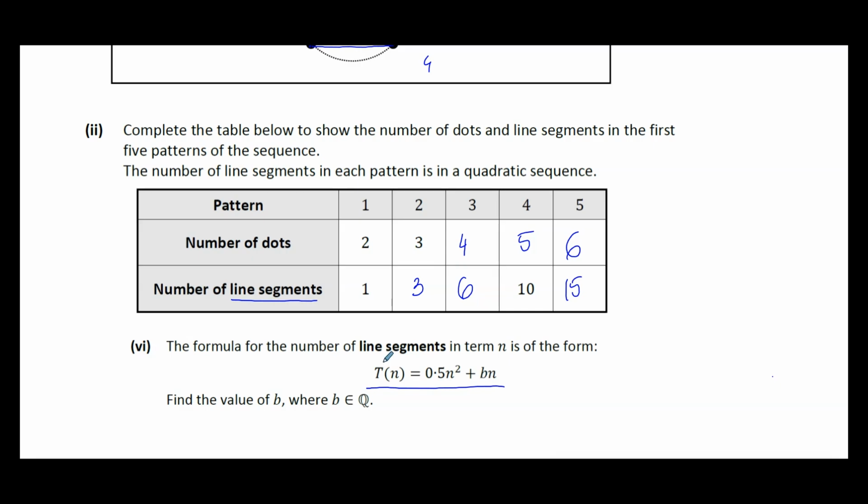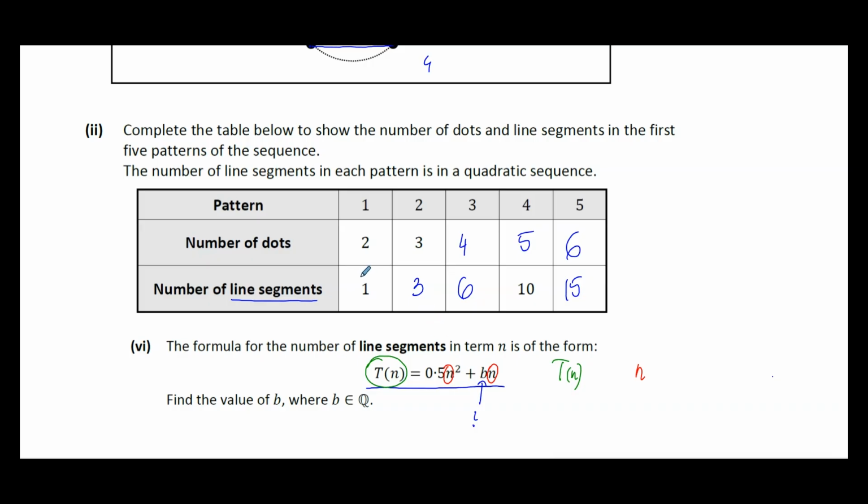So how do I do that? I have loads of letters here, don't I? Tn, and then I have another letter n here. So I need to know what that n and Tn represent in the context of this question. b is what I'm looking for, so that will be my letter. So what is that formula for? The number of line segments.